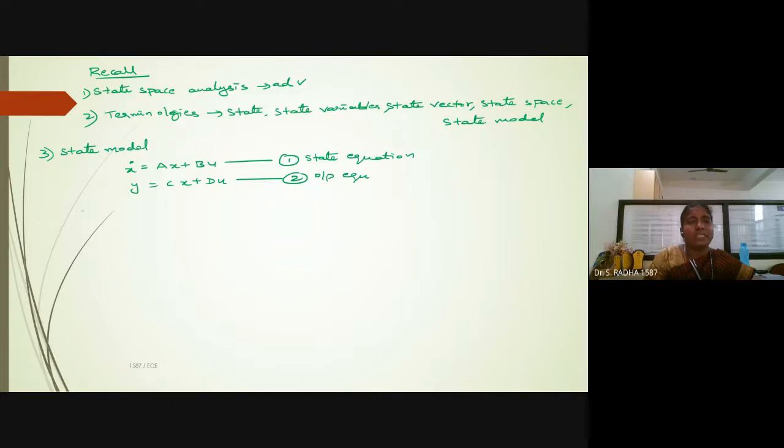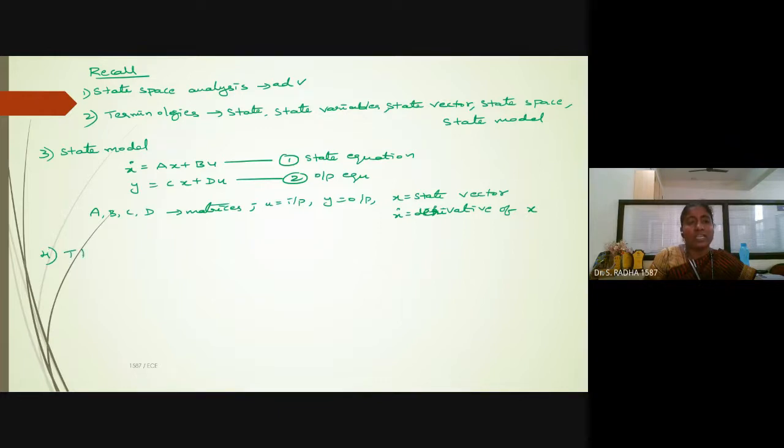Then A, B, C, D are matrices. U is input, Y is output, X is state vector, and X dot is the first order derivative of state vector X. These things we discussed. And A, B, C, D are constant matrices, constant value matrices.